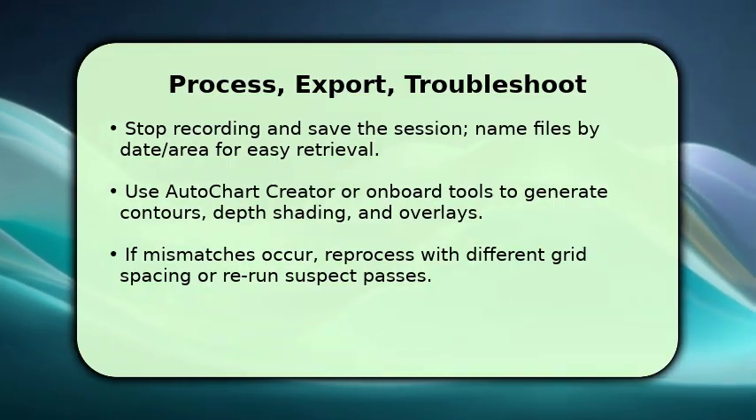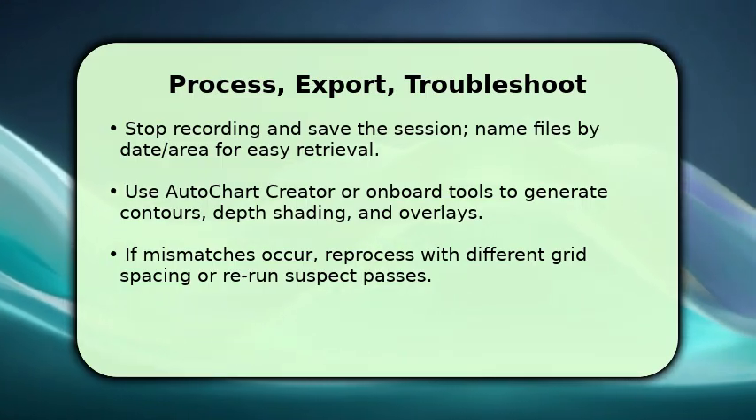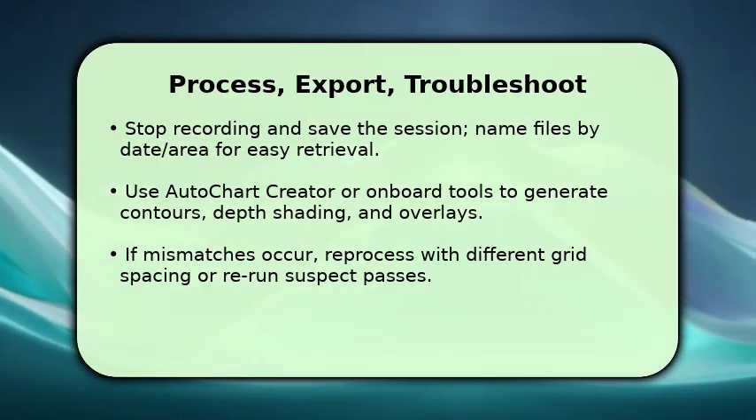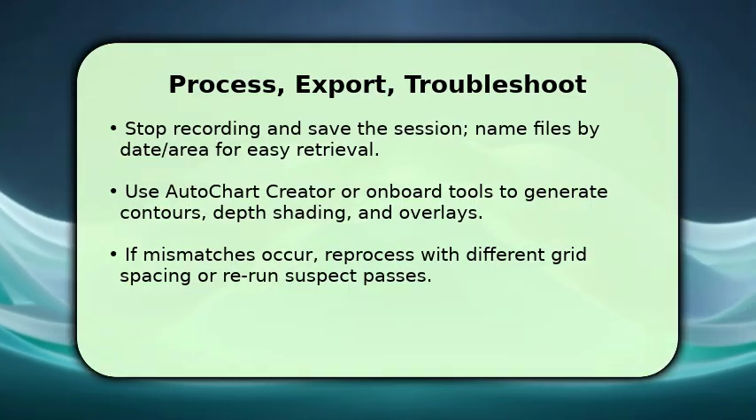If you spot mismatches or voids, rerun the affected passes at the same speed and course, or reprocess with a coarser grid spacing. This usually fixes stitch errors without resurveying everything.